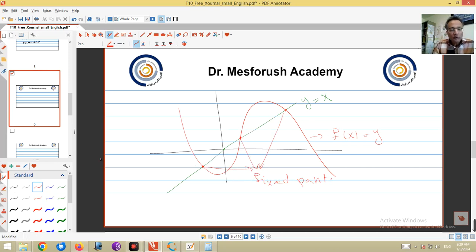Because if you consider, for example, this point and call it P, and f of P, because P is both on y equal to x and y equal to f of x, then P will be equal to f of P. We call points with this property fixed points.